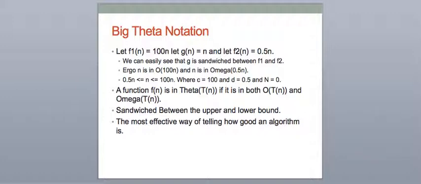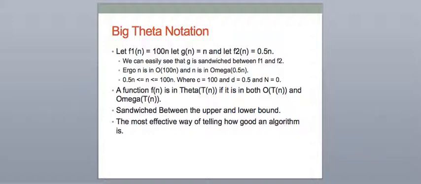Let's let f1 of n equal 100n and let g of n equal n, and let f2 of n equal 0.5n. We can easily see that g is sandwiched in between f1 and f2. Ergo, we can also say that n is in big O of 100n, because 100n is the upper bound of n, and we can also say that n is in omega of 0.5n, because 0.5n is the lower bound of n. However, also notice that f1 of n and f2 of n literally differ from g by just a constant.